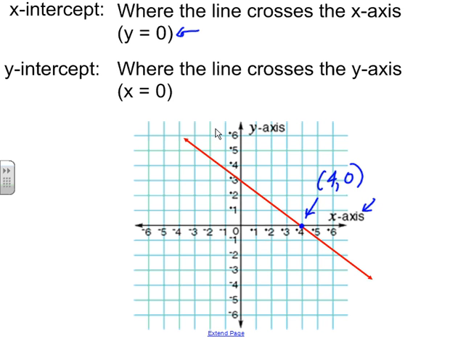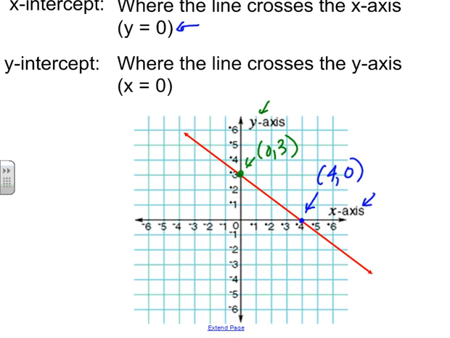Same thing's true for the y-intercept. Okay, we can see where the y-axis is, right? Right here. This is the y-axis. And it intercepts the line right there at 3. And so we're going to label this point. This point, the location is 0, 3, isn't it? 0 and then up 3. So this is the y-intercept. And again, where x equals 0, we see that there's a 0 in the x spot.